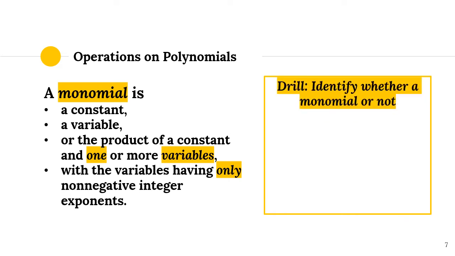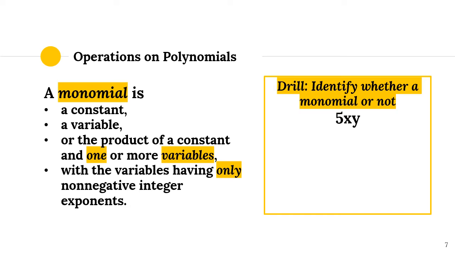Let's have a drill, and let's try to identify whether the following examples are a monomial or not. First one, we have 5xy. Is it a monomial or is it not? Pause first and then answer and then play to hear the correct answer. Are you ready? In 3, 2, 1, it's a monomial.